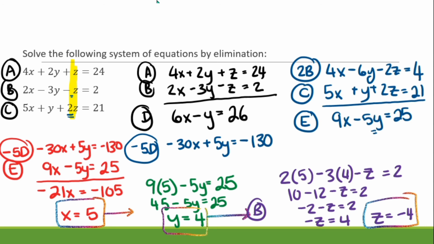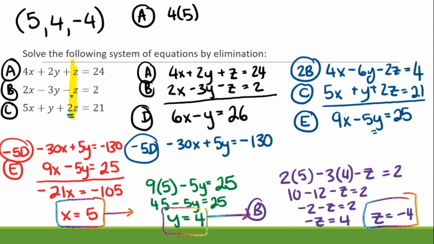If you used B to find your final variable, you're going to use A and C to check your answer. So I'm going to write the point up here that I think it's going to be 5, 4 for the y, and you always write it x, y, z, alphabetical order, negative 4. So I'm going to check that in A. Is 4 times 5 plus 2 times 4 minus 4 equal to 24?